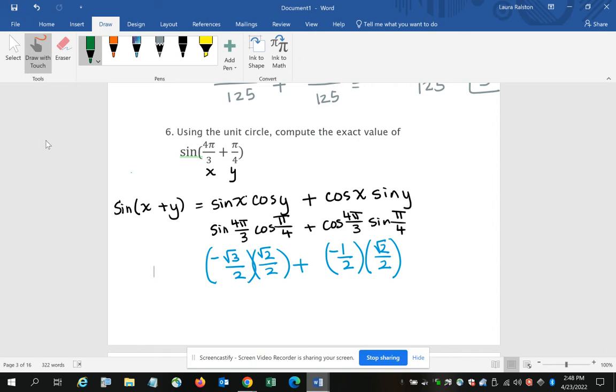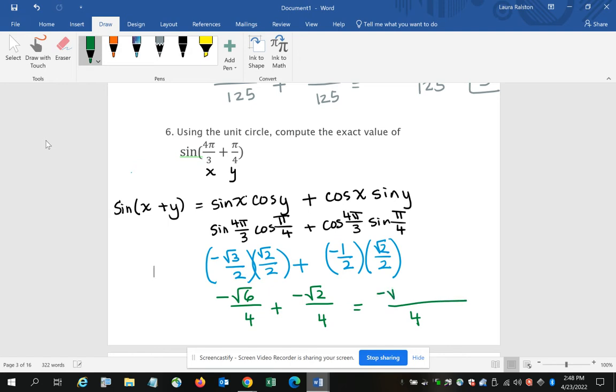Negative square root 3 times square root 2 is negative square root 6. 2 times 2 is 4. Plus negative 1 times square root 2 is negative square root 2 over 2 times 2 is 4. Again, you have that common denominator. You can't add the numerators because they're not like radicals.